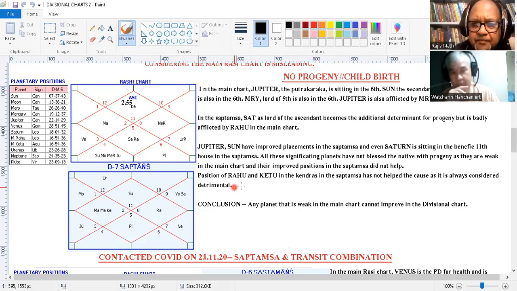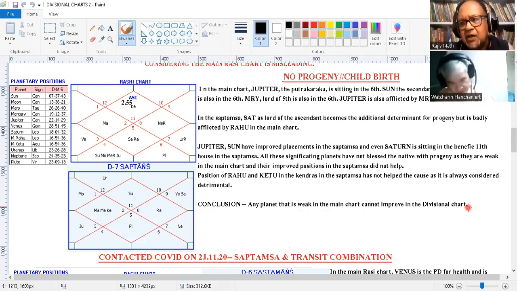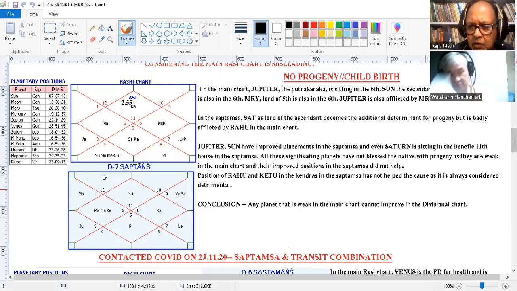Conclusion: any planet that is weak in the main chart cannot improve in the divisional chart. So this example is to bear out the tenet, the principle, the rule that any planet that is already weak in the main chart cannot be improved by going to a position of strength in the relevant divisional chart. So we'll take up another example now.